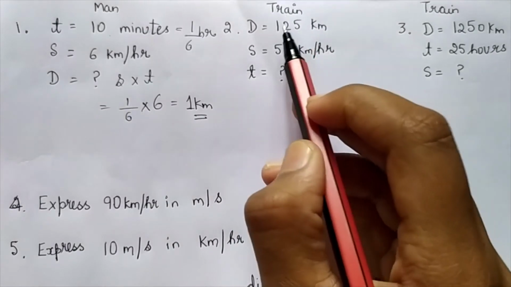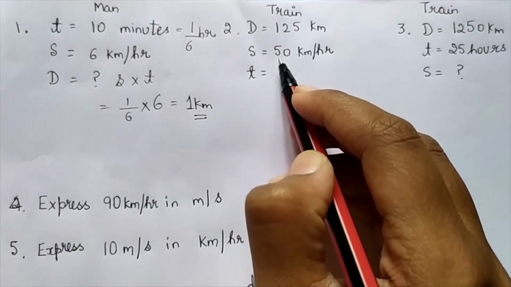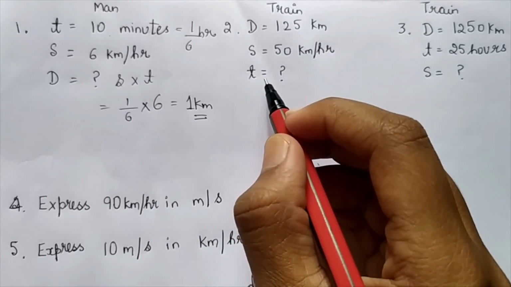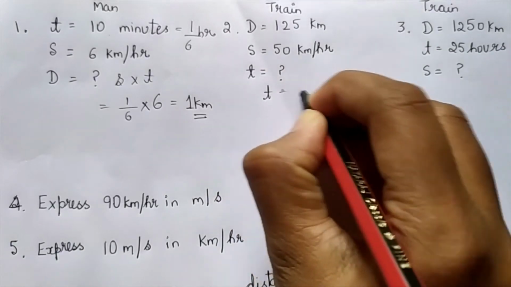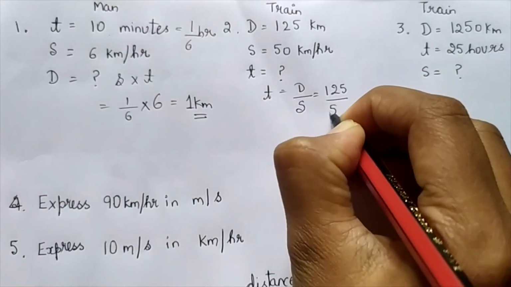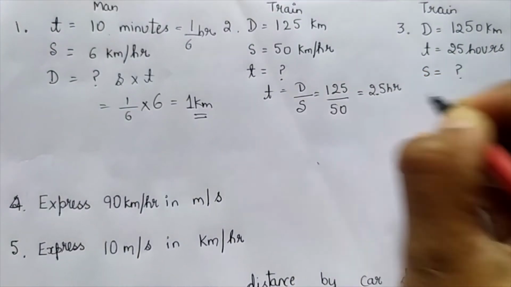Suppose a train covers a distance of 125 kilometers at a speed of 50 kilometers per hour. I just want to find out the time taken by the train. Time equal to distance by speed. 125 by 50 gives me 2.5 hours.